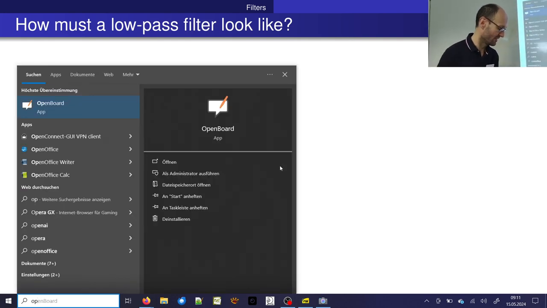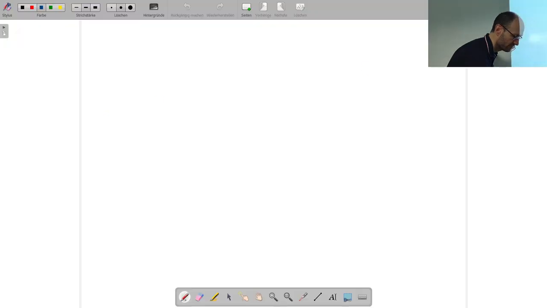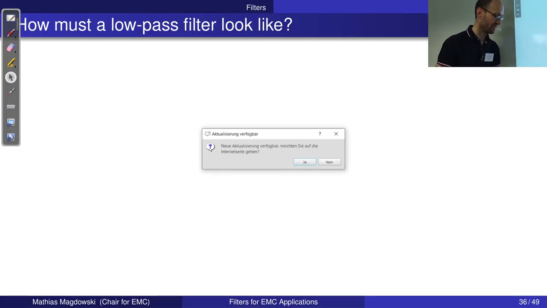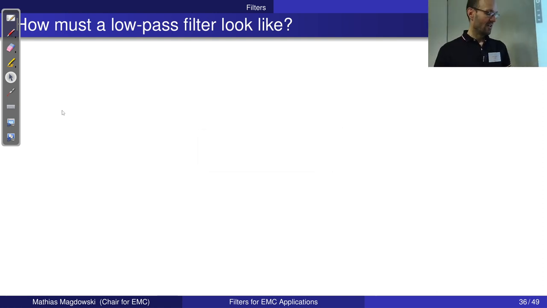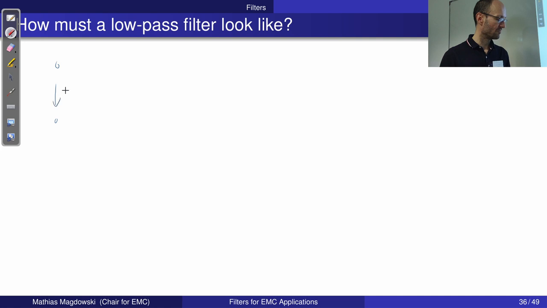And I will once again have my drawing program here and show the screen so that I can draw on this. And no, I don't want to have an update, thanks. So how must the filter look like that acts like a low-pass filter? Exactly, we could do something like this. Let's say this here is our input and we have an input voltage, then we can have a resistor like this, a resistor in series and a capacitor in shunt or in parallel configuration.